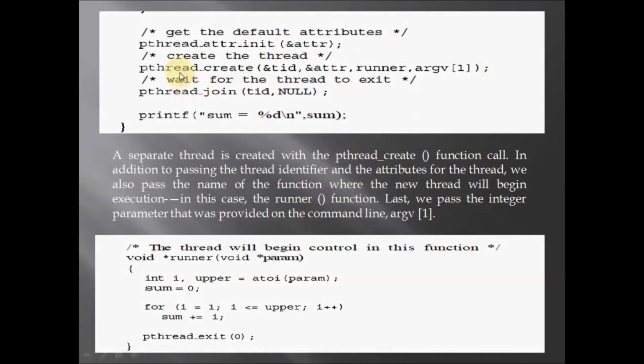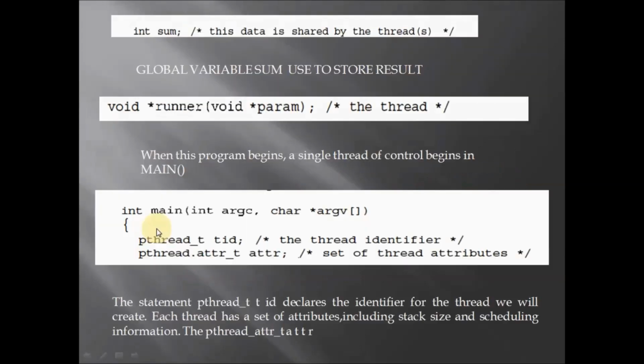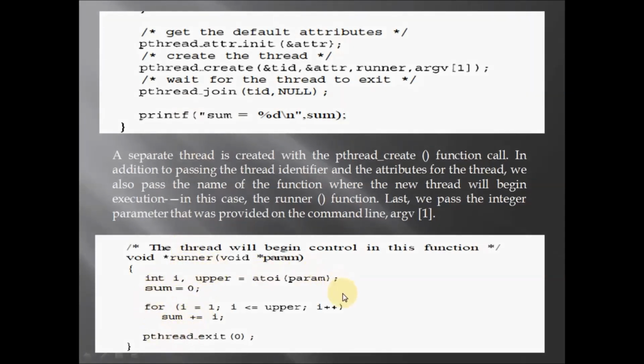Understanding, guys? Once this child thread is created, the control is transferred from the parent process to the function that is in the child process. You can see a separate thread is created with the pthread_create function call. In addition to passing the thread identifier and the attributes of the thread, we also pass the name of the function. What is the name of the function here? Runner.